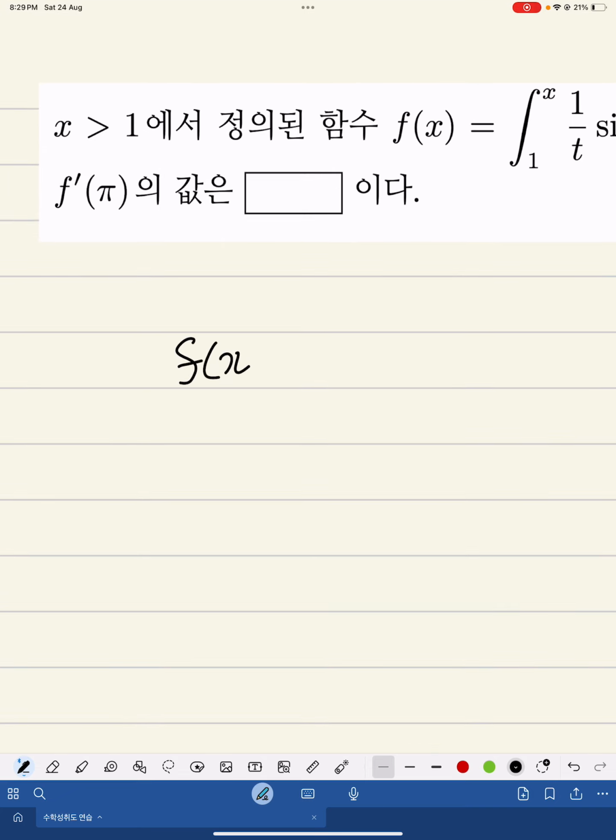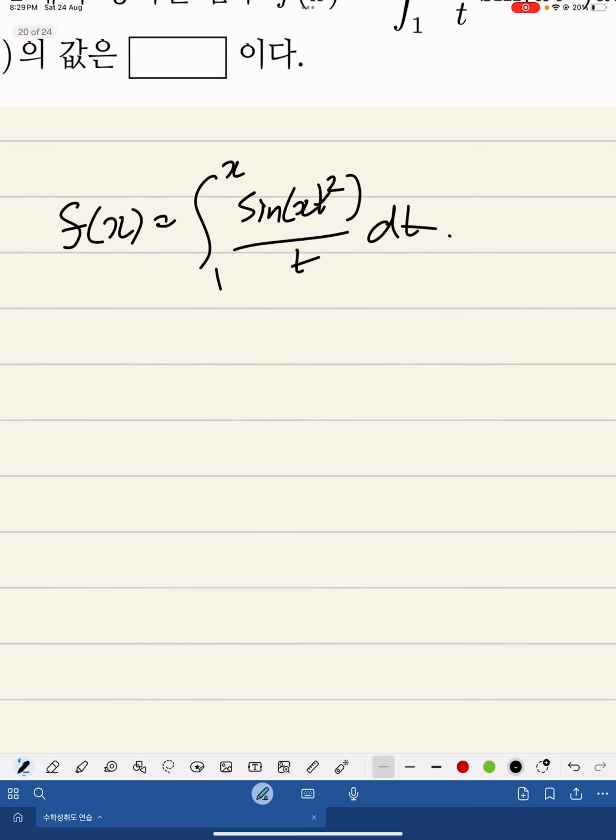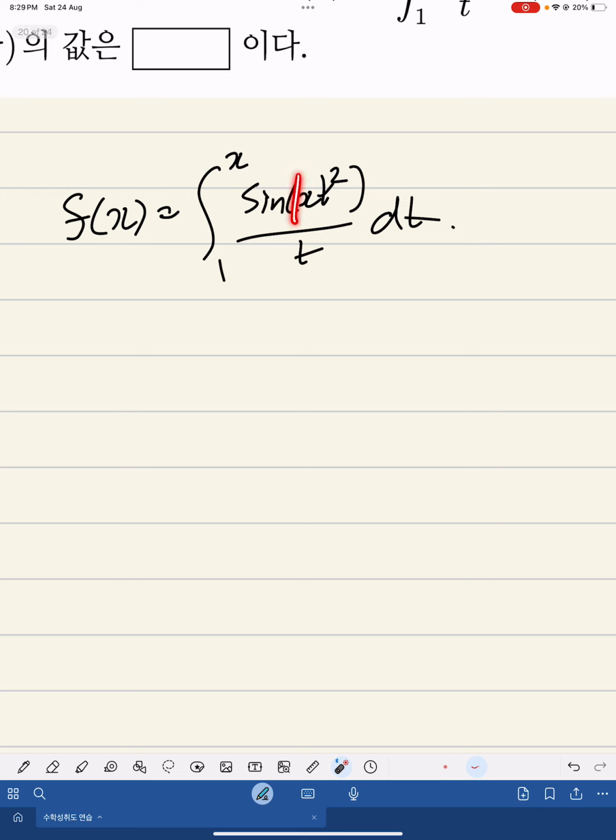The function f(x) is defined as the integral from 1 to x of sine of xt squared divided by t dt. We cannot just integrate this because obviously there are two variables inside the function itself. The function has an x and a t where we want to integrate with respect to t. So that should not work there. We have to make this a single variable function inside the integral to be able to integrate this.